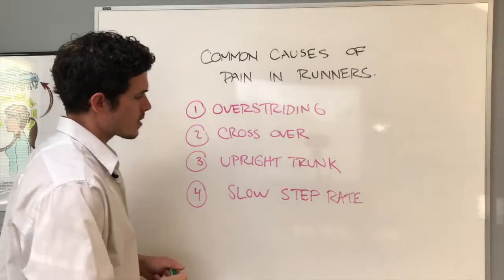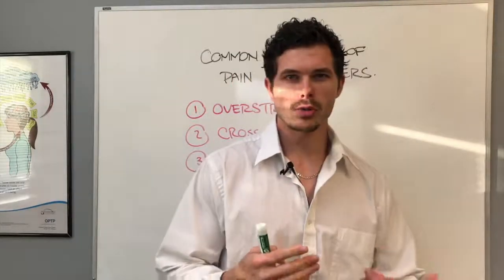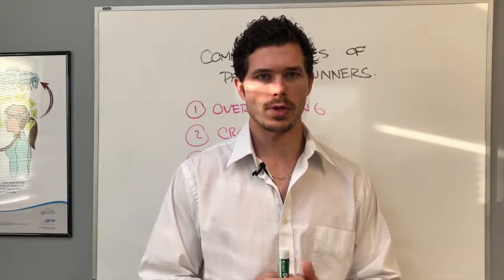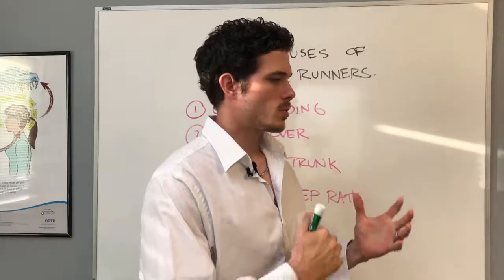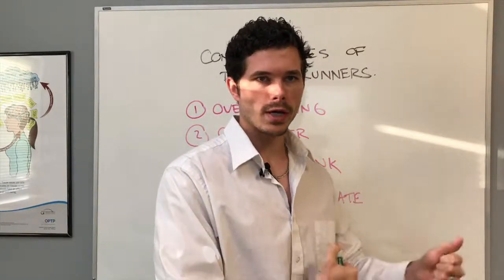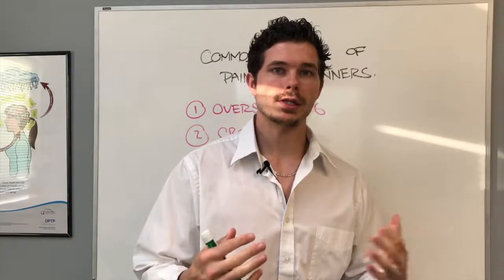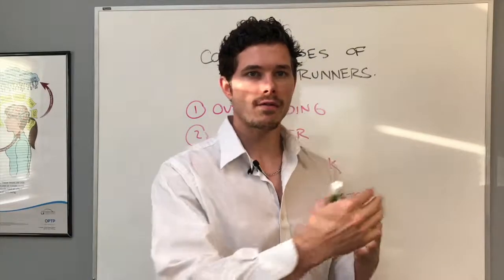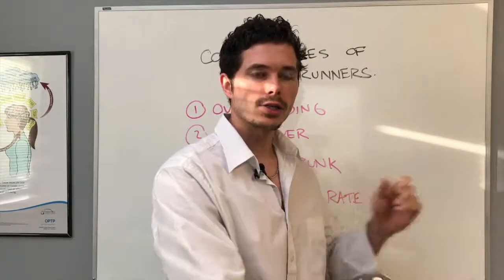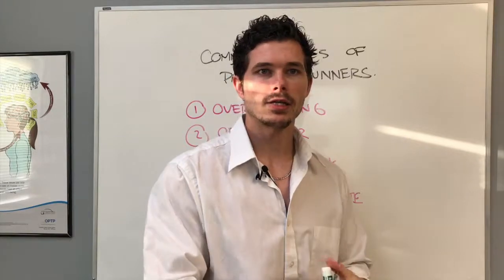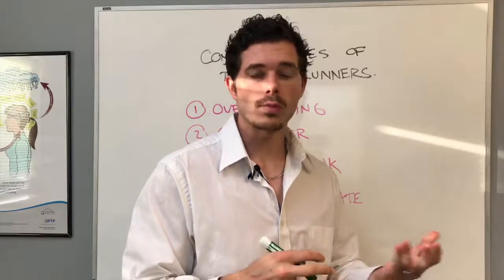And then probably the biggest error that we see is a really slow step rate or a slow cadence. Basically, we would calculate how many steps per minute you were hitting the ground, and then we would come up with a number. We see that a lot of times runners who have less than 160 strikes per minute or steps per minute have more problems.